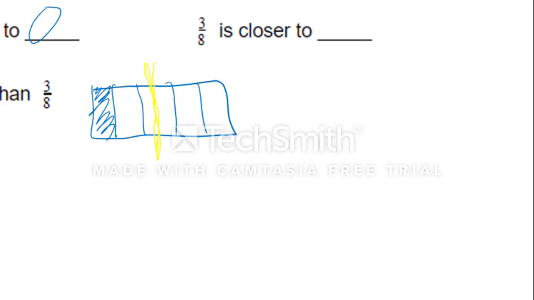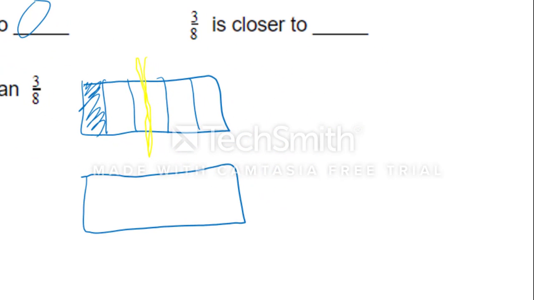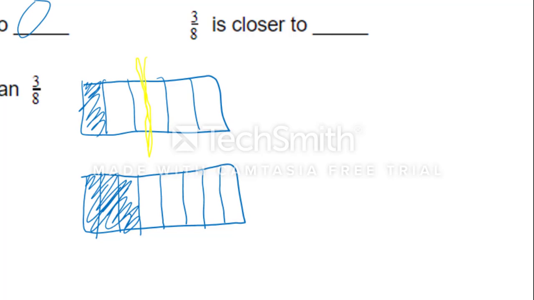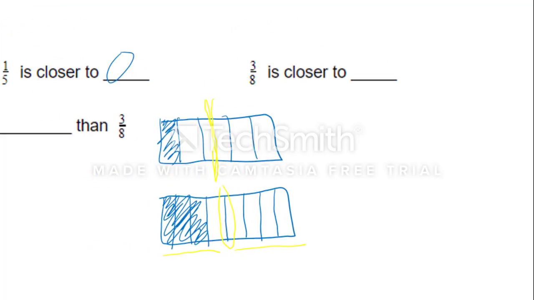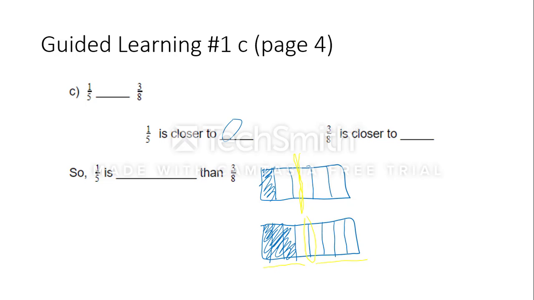3/8, let's see. Split up into 8 equal parts. Now we're going to shade 3 of them. Let's see where my halfway point would be. See that right here. Right after the 4 parts, so there'd be 4 parts on the left and 4 parts on the right. That's only one part away from being 1/2. So I know that 3/8 is closer to 1/2.